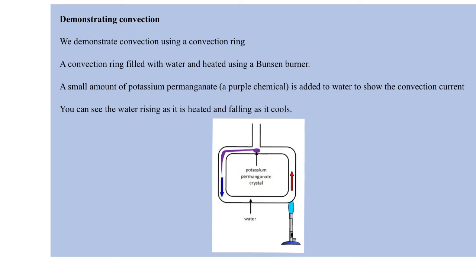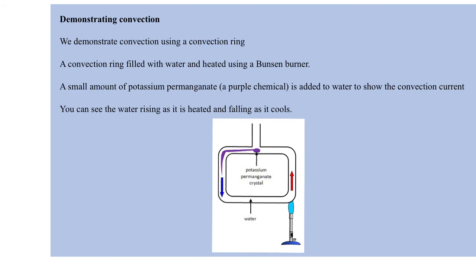Now, we want to be able to see convection happening. We don't want to just trust it, because we can't really see see-through water moving, can we? So we add a purple dye. We add potassium permanganate to show the convection current. And what you are going to see, and we've got 2 key points here.